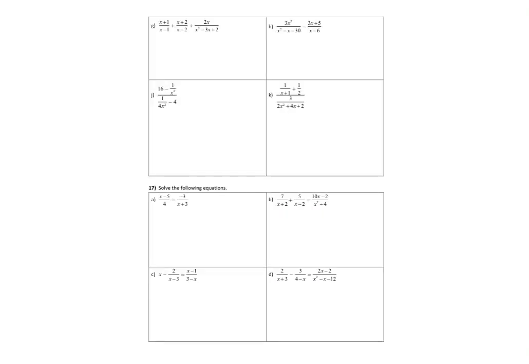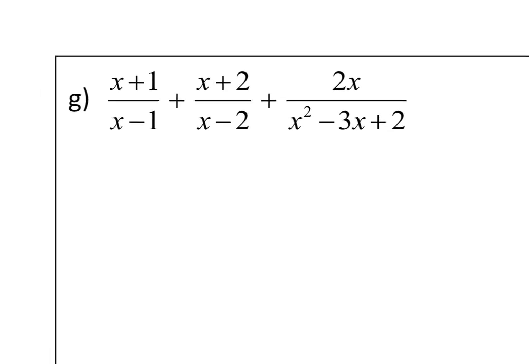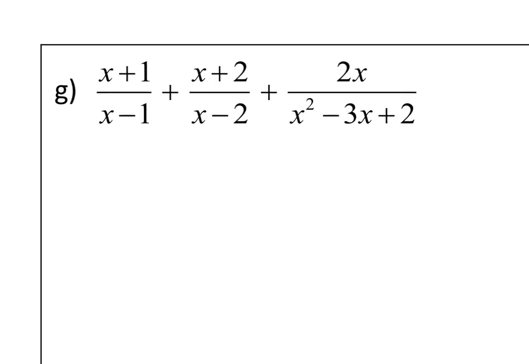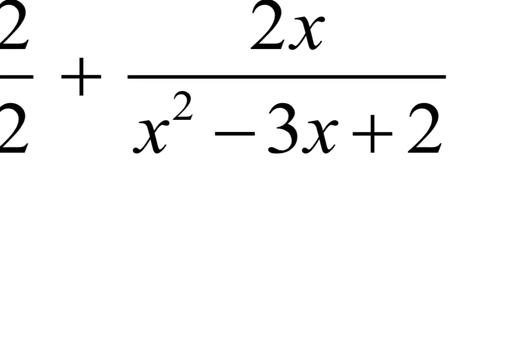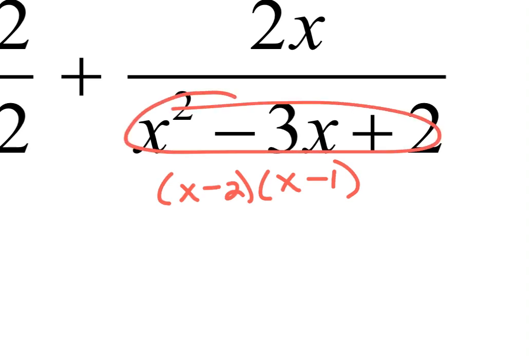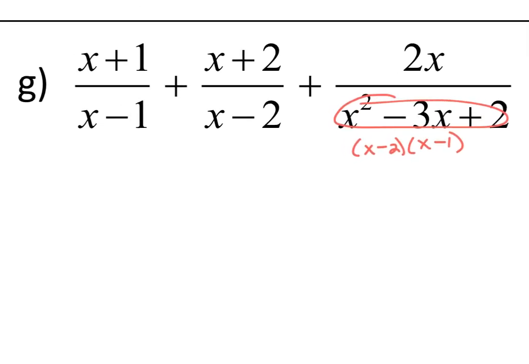Okay, are we ready to add and subtract some fractions? Woohoo! So remember that when you're adding and subtracting, you want to have common denominators. And the first thing that you're going to want to do when you look at your denominators is decide if anything needs to be factored. So this denominator here, I can rewrite as x minus 2 times x minus 1. This whole denominator is x squared times x minus 2 times x minus 1.